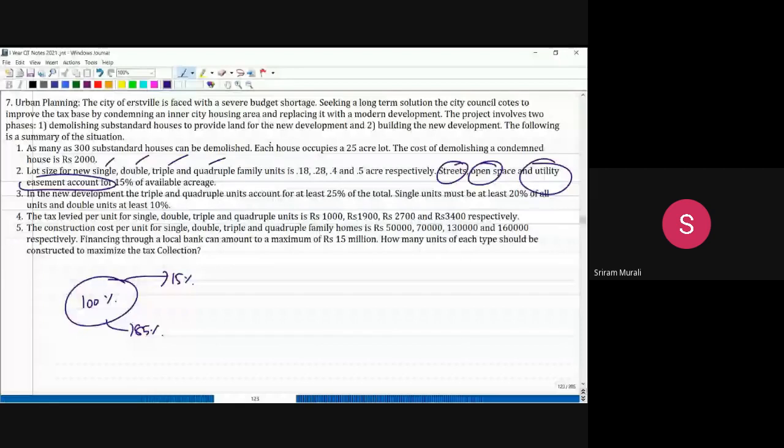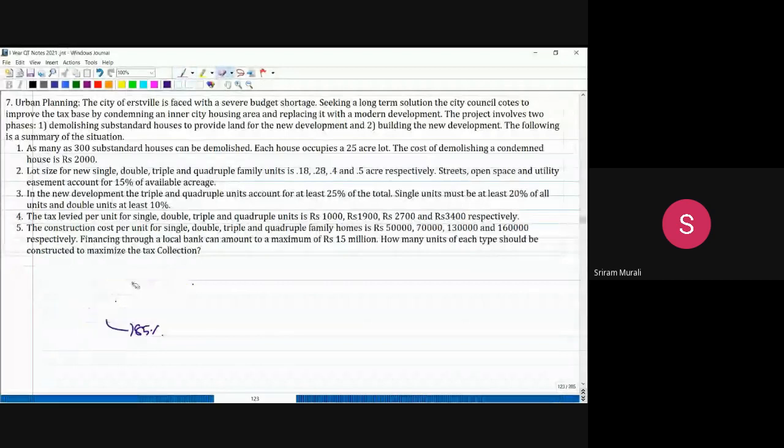Do you understand the first two conditions? I will work this problem out, but are you able to understand first what is given? If you say something, I can. If you want, I shall repeat. Can you repeat?